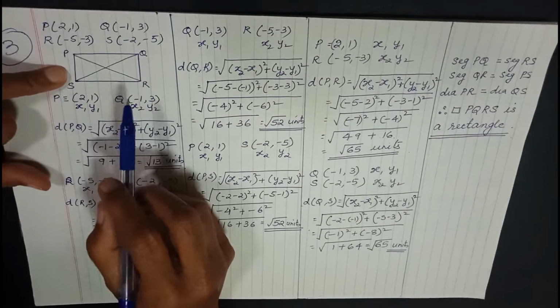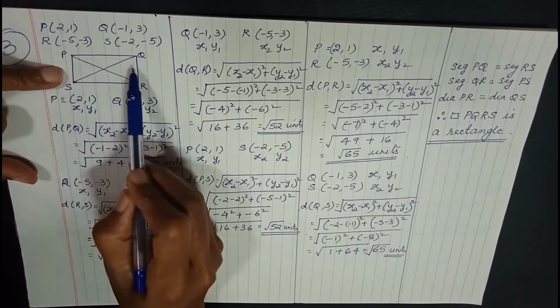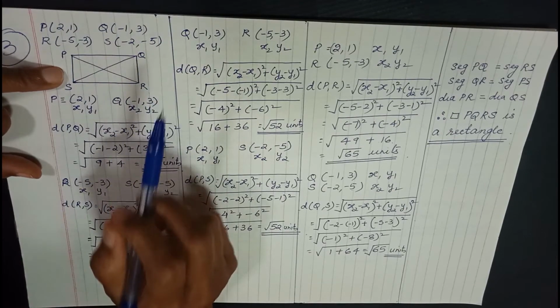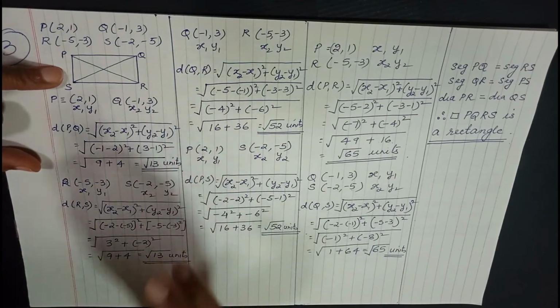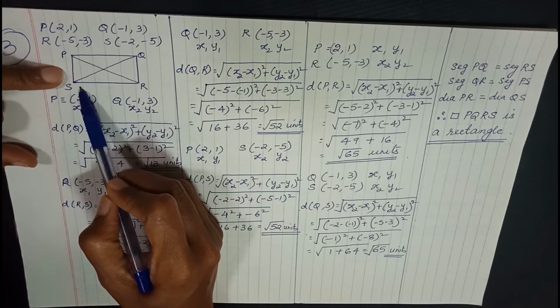Now as you all know, rectangle is a special type of parallelogram. In this also, opposite sides are equal. But it has one additional quality which parallelogram does not have, and that is that its diagonals are also equal in length.